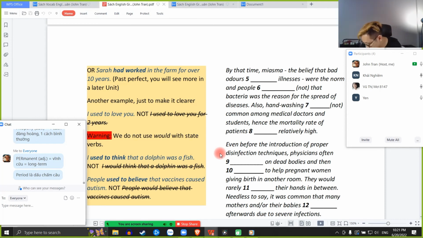Warning, we do not use would with state verbs. I used to think that a dolphin was a fish. Not I would think that a dolphin was a fish. People used to believe that vaccines caused autism. Not people would believe that vaccines cause autism.